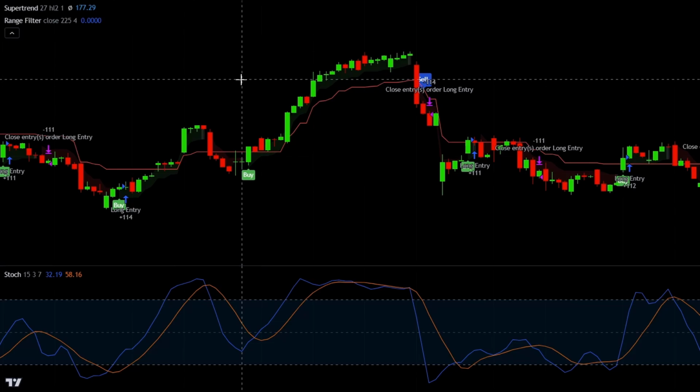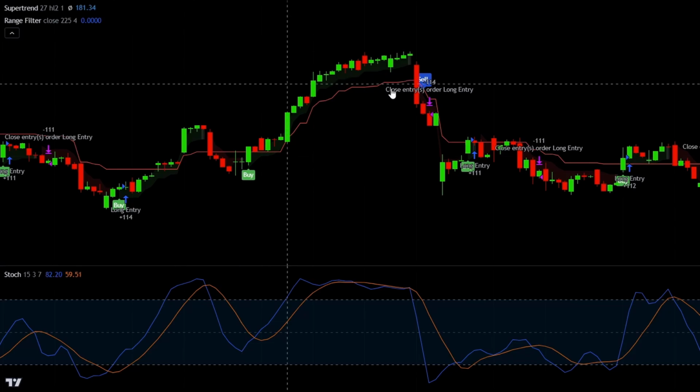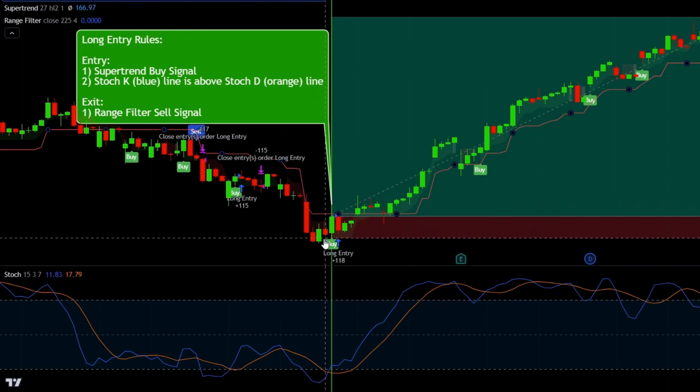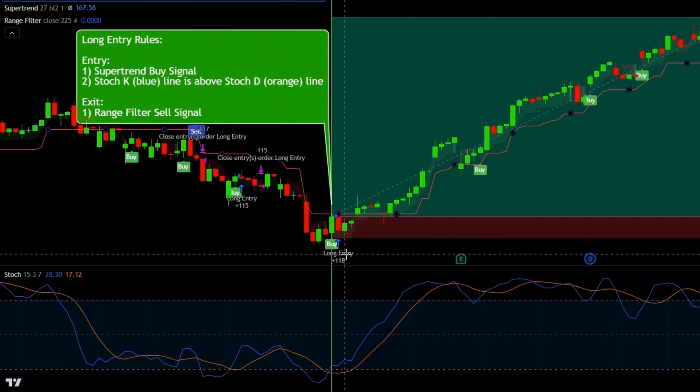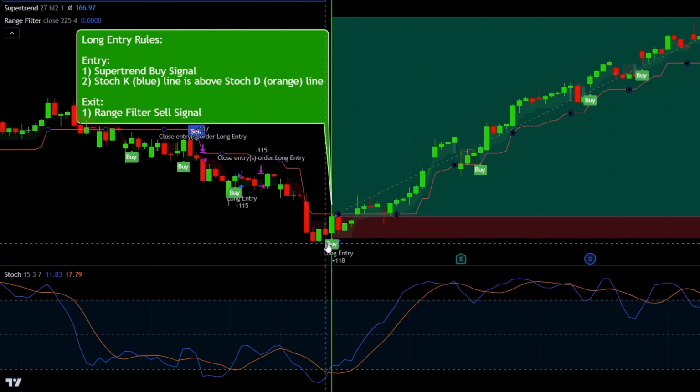So now, let's see the rules for long entries and exits. Here we have a valid long entry signal. This is a simple strategy, so for long entry we only have 2 rules. First we need to see a super trend buy signal. This green buy symbol is our buy signal.